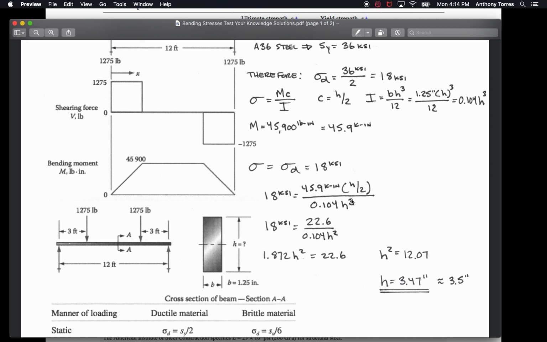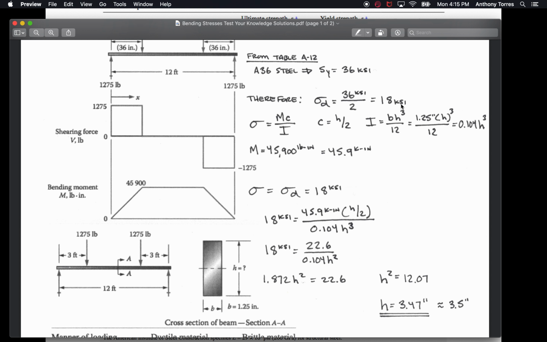Then I'm going to take this denominator and multiply it by both sides, so it comes over here. So 0.104 times 18 becomes 1.872 H squared. That's equal to 22.6. Then I can divide 1.872 into 22.6 and get H squared is equal to 12.07. Take the square root of both sides, and I get H is equal to 3.47 inches. That's the minimum that we need for its height in order to meet a design stress of 18 ksi.